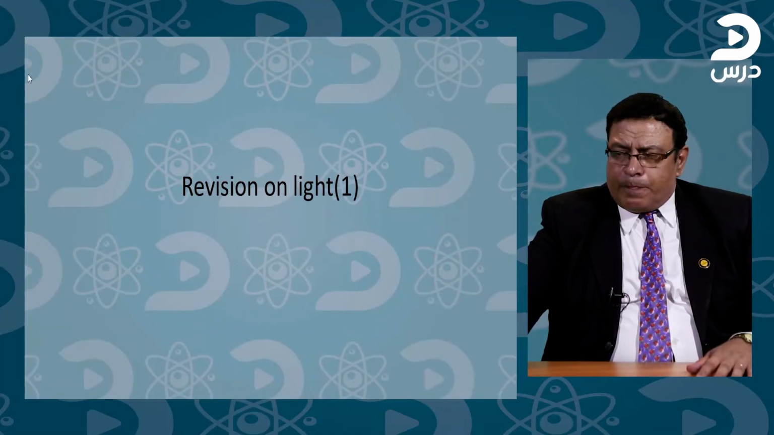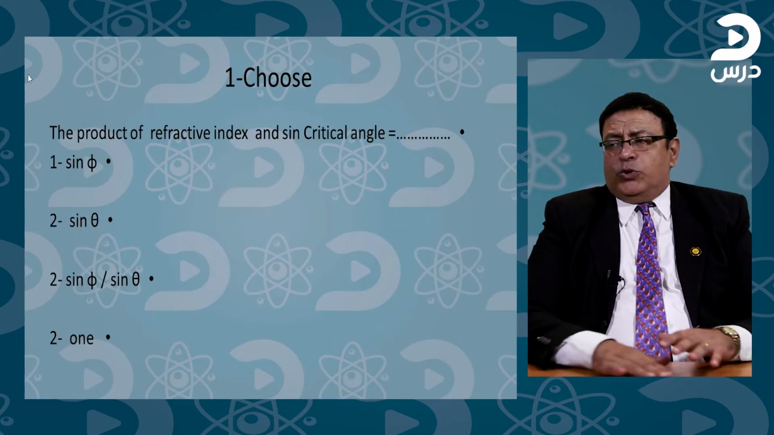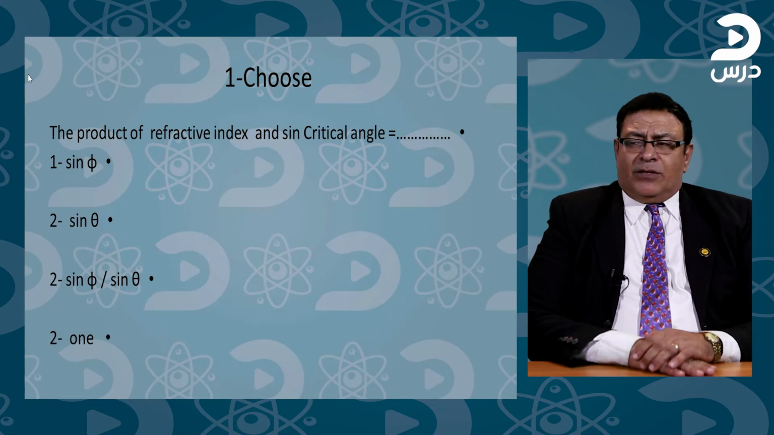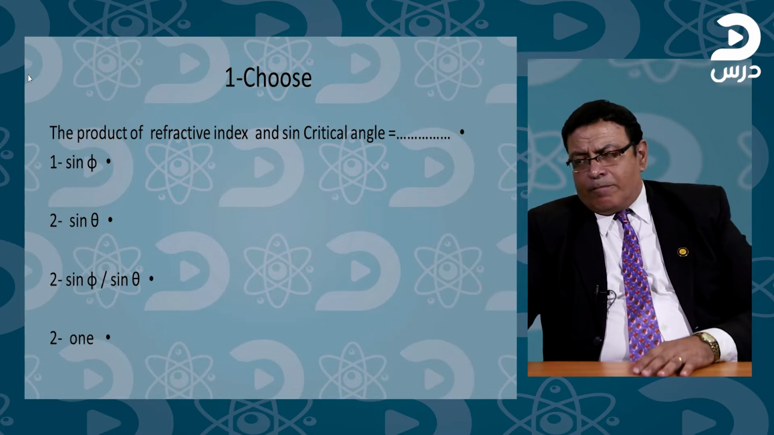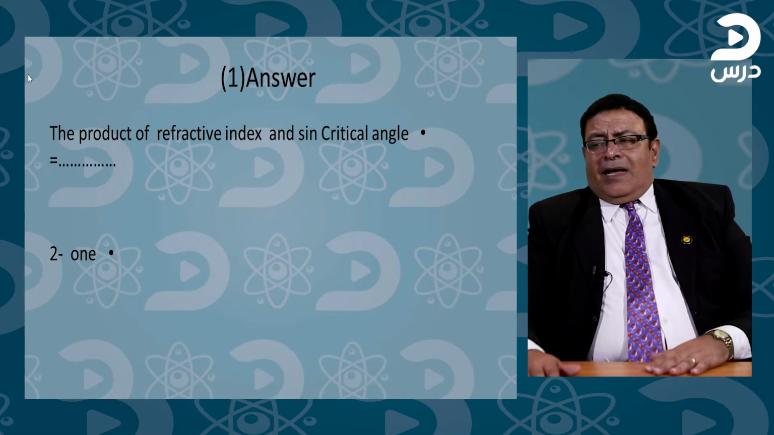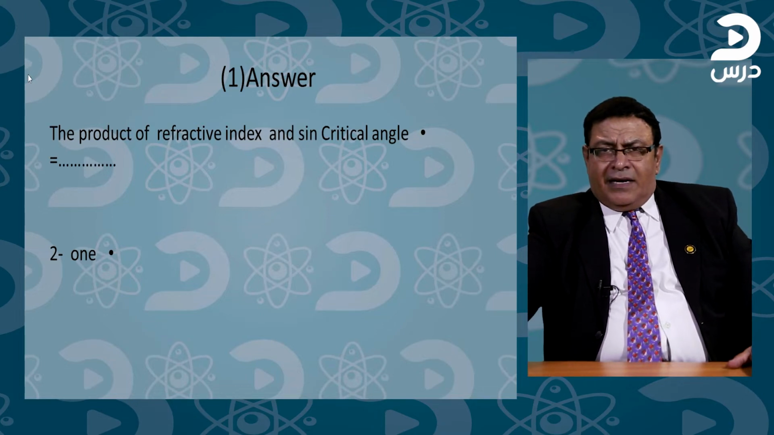Let's see questions. Question number 1, choose one. The product of the refractive index and the sine of the critical angle equals sin phi c over sin theta equals 1. Answer: the product of the refractive index and sine of the critical angle equals 1, since the angle here is 90.